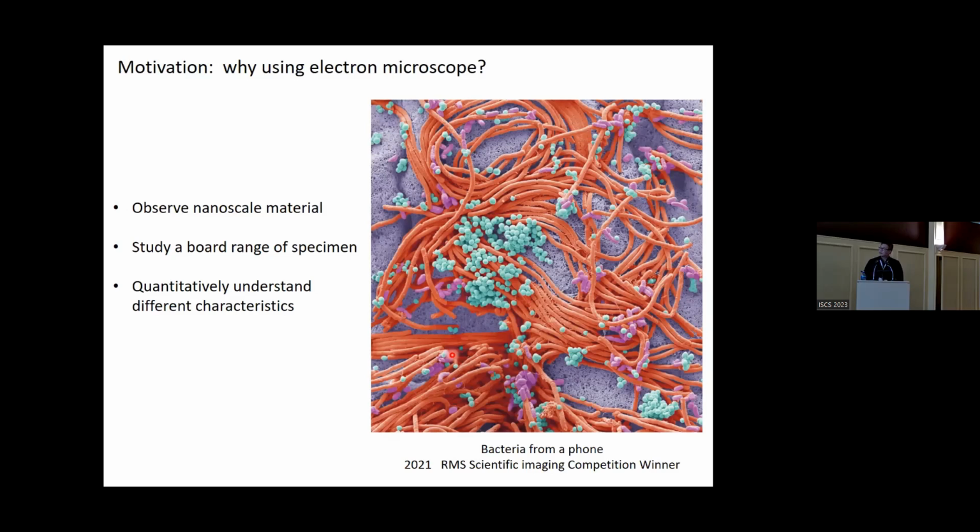Second of all, we can study a broad range of specimens like biomaterial, chemical material, semiconductor, alloy metals, the list goes on. And finally, we can quantitatively understand different characteristics of the specimen. For example, by analyzing the X-rays ejected from the specimen, we can know which type of element is inside the object and precisely locate them.